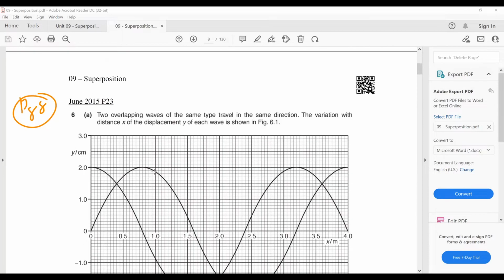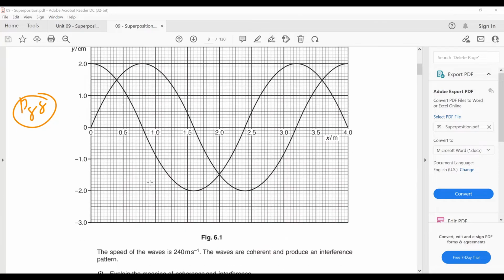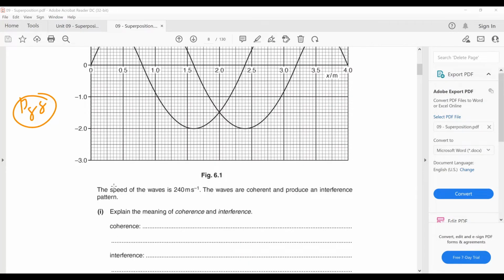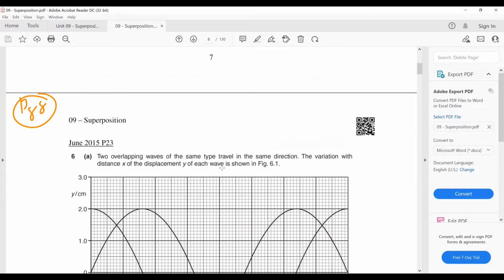Okay, you have two different waves here. This is your displacement distance graph. They tell you the speed of the waves is 240 meters per second. The waves are coherent and produce an interference pattern. Explain the meanings of coherence and interference. So this is June 15, P23. Wait, let me open up for you.